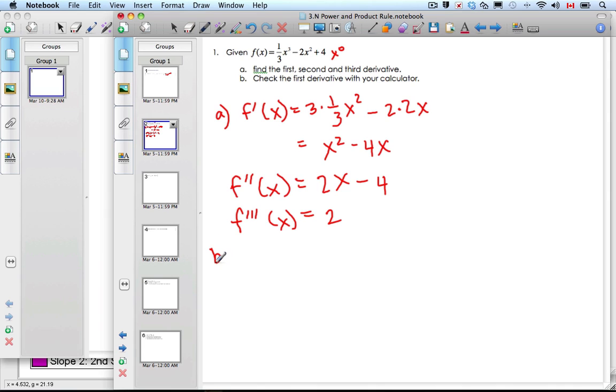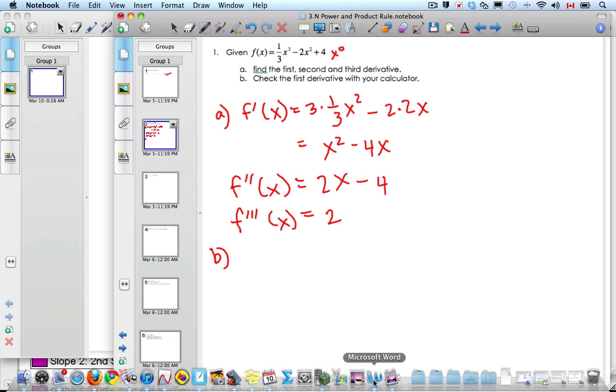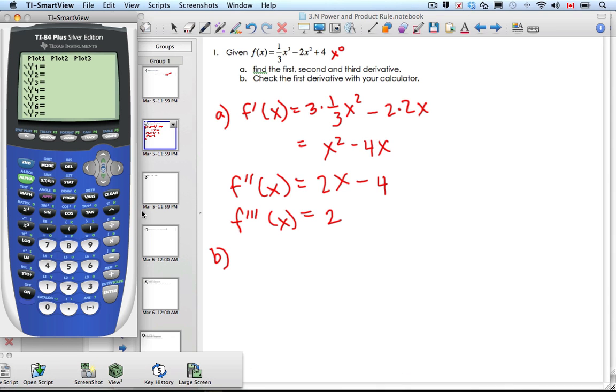Now, we're going to check the first derivative with our calculator. All right, so if we go to our calculator now, let's put in this equation: 1 divide 3 x to the power of 3. Make sure that you are being an active listener as we're going along and you are typing stuff into your calculator. Maybe you can move a little faster than us, pushing pause, solving the problem before us.